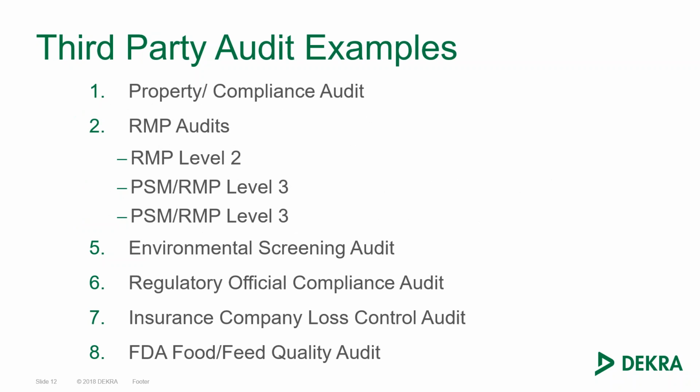To expand on the previous list, here are some examples of third-party audits. Property and compliance, risk management program, environmental screening audits, regulatory official compliance audits. I mentioned the insurance company audits and FDA food or feed quality audits. You can see who would do them. Insurance companies might be a regulatory official. It could even be a DEKRA professional.